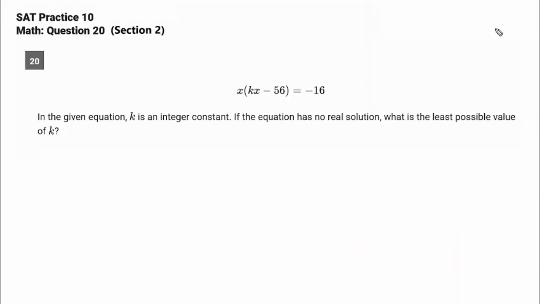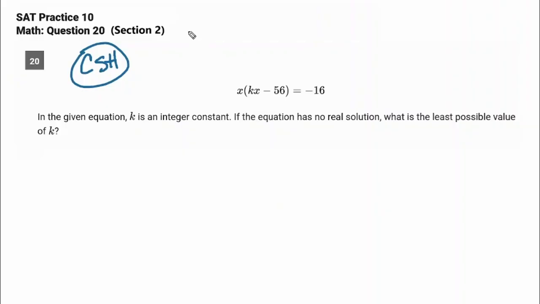We're on SAT Practice Test 10, Math, Section 2, Question 20. What's the level of difficulty here? It's crazy, stupid, hard. This is the craziest, stupidest, hardest problem you're going to see on SAT Practice Test 10. You've got an equation. In the given equation, k is an integer constant. If the equation has no real solution, what is the least possible value of k?